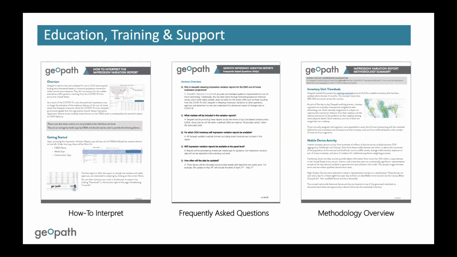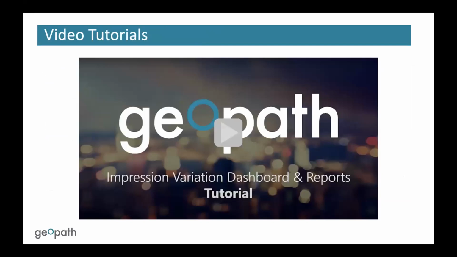There are 3 documents that you should be able to find in the tool, as well as on the homepage of our website, as well as in the Geek Out library. So there are 3 places you can find them. They are how to interpret the reports, frequently asked questions, and the methodology overview for the document. And there's also a quick video tutorial right there.